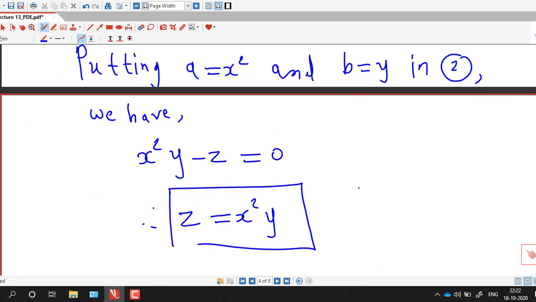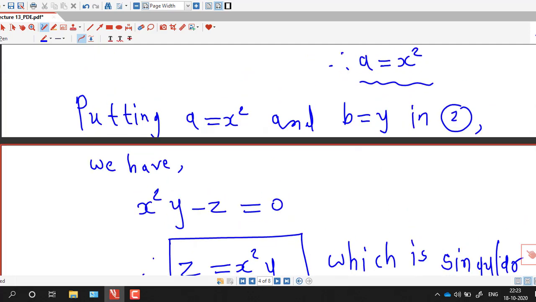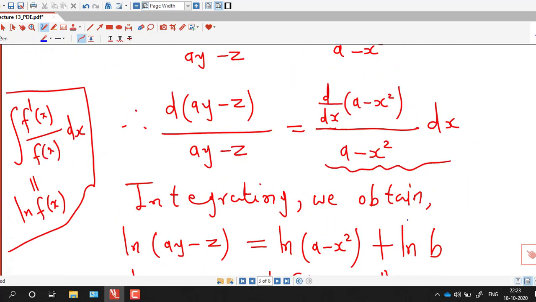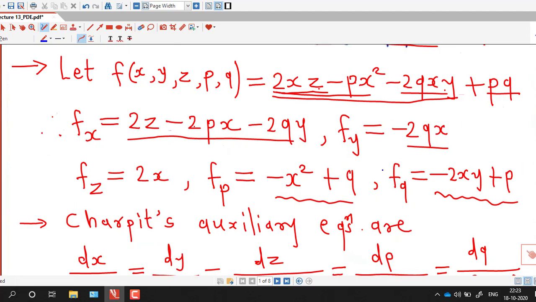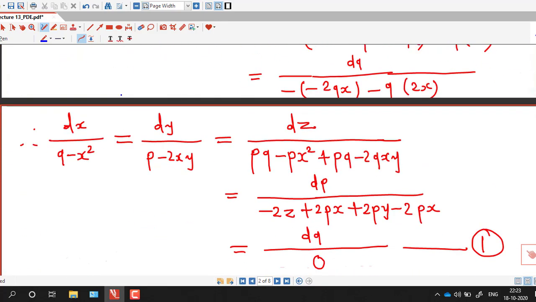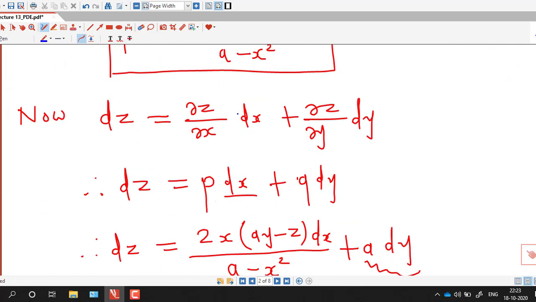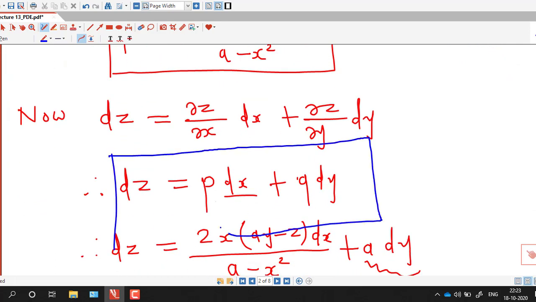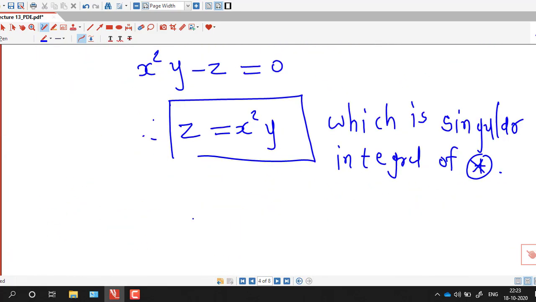So this is nothing but the singular integral of the given equation star. So in this way you can have different types of examples of nonlinear first order partial differential equations. All you have to remember is you first find the partial derivatives of the function f, and then use Charpit's equations to find the values of small p and small q along with the given equation, and then remember this equation dz equal to p dx plus q dy, and then integrate to obtain the complete integral. So we consider one more example.